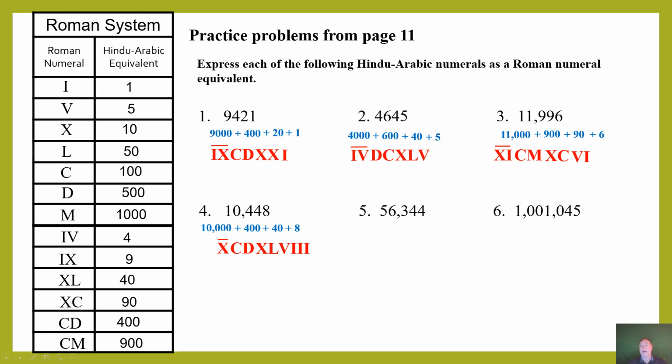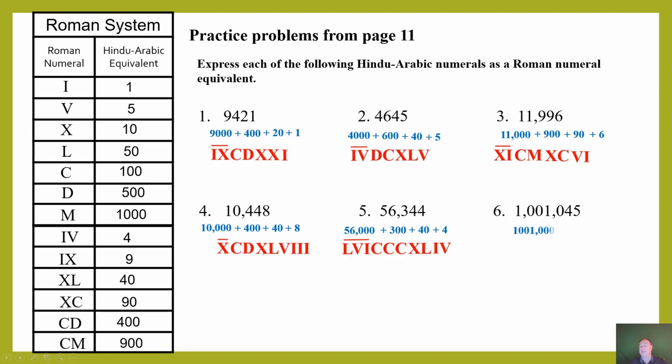Number 5, 56,344. Well, 56,000 plus 300 plus 40 plus 4. 56,000 would be 56, LVI with a line above it. CCC for 300. XL for 40. IV for 4.